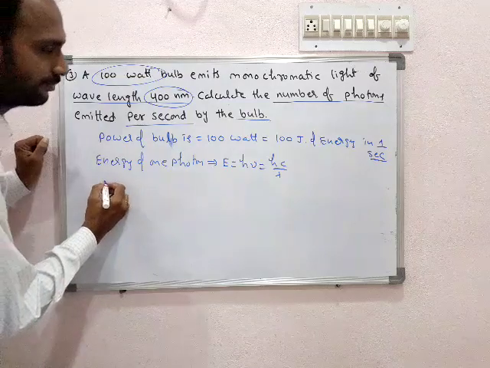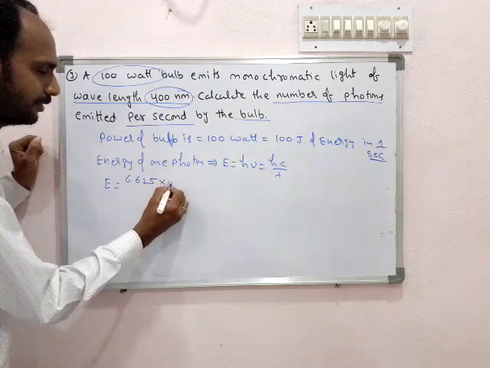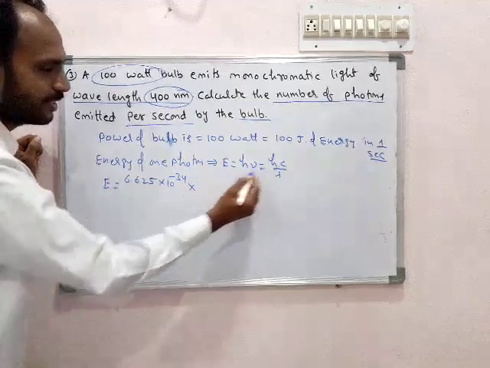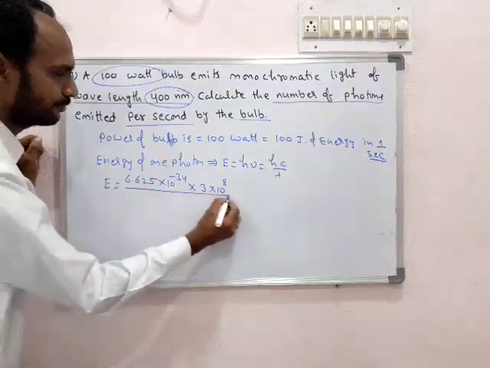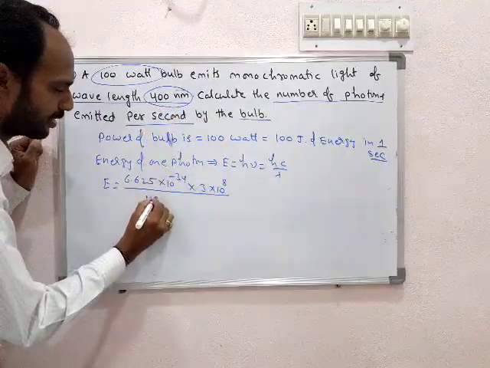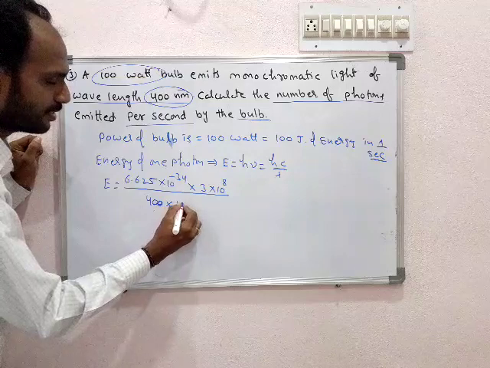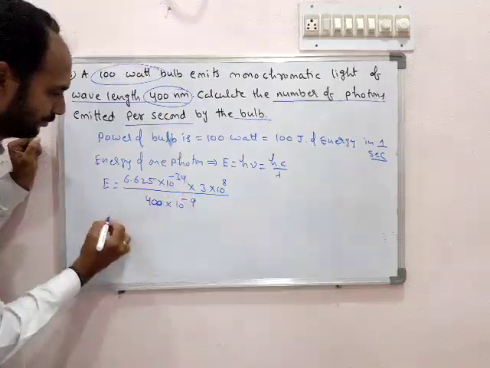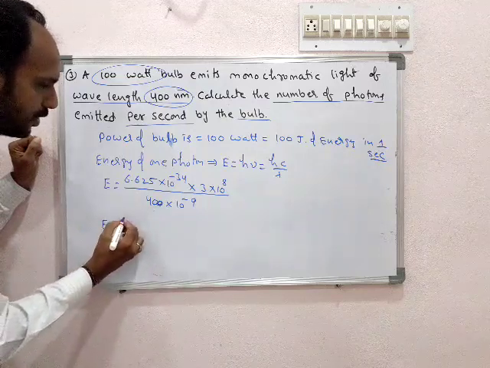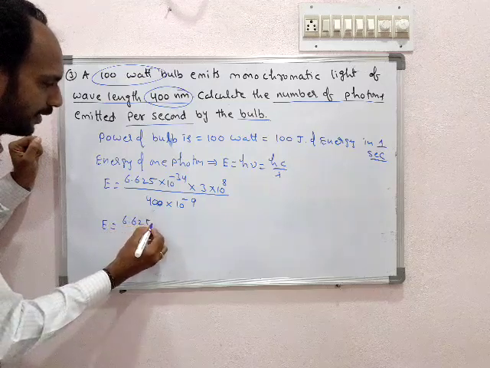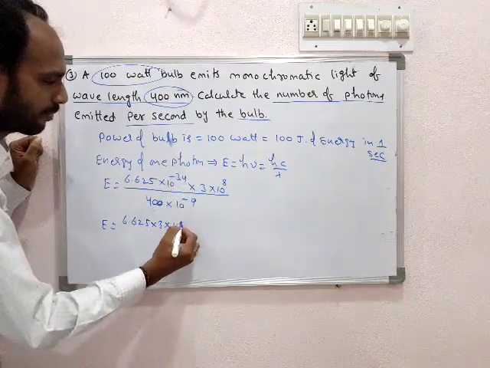So here h is Planck's constant. We take it in SI units: 6.625 into 10 to the power minus 34 joule second. The speed of light must be taken in SI units, that is 3 into 10 power 8 meters per second. But what is lambda? 480 nanometers, sorry, 400 nanometers. Nanometers means 10 to the power minus 9 meters. So on this calculation we will get E equal to 6.625 into 3 into 10 to the power minus 34 approximately.